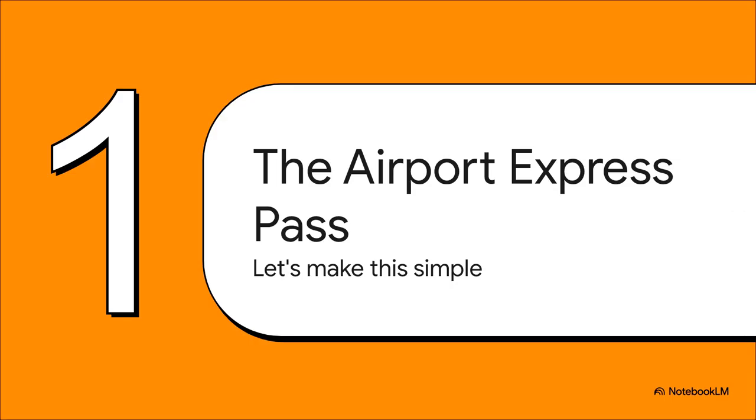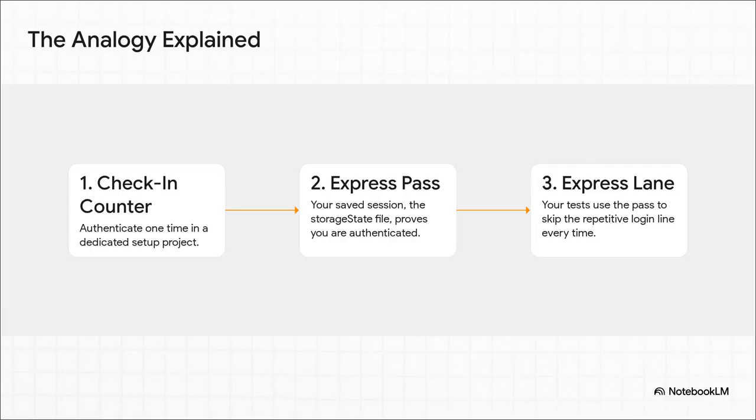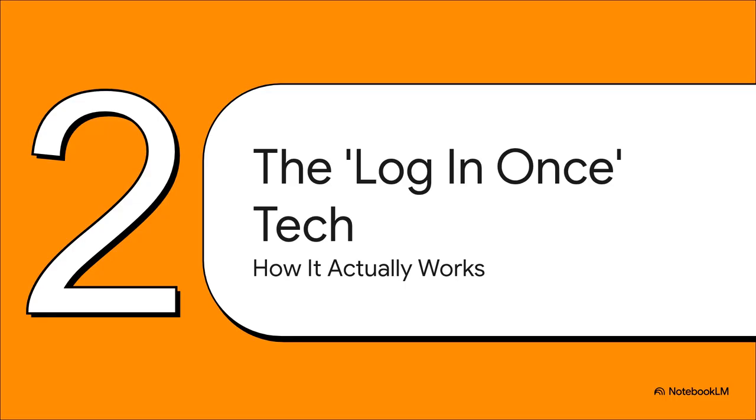You know what? Let's forget about code for just a second to make this super clear. Imagine you're at the airport. You wouldn't go through the full security and identity check for every single connecting flight on your trip, would you? No way. That'd be completely insane, right? And this is exactly how it works. Your setup project, that's the check-in counter. It does the heavy lifting just once. The storage state file it creates, that's your express pass, your golden ticket. And your actual tests, well, they just flash that pass and breeze right through the express lane, getting straight to work with zero hassle. Okay, analogy over.